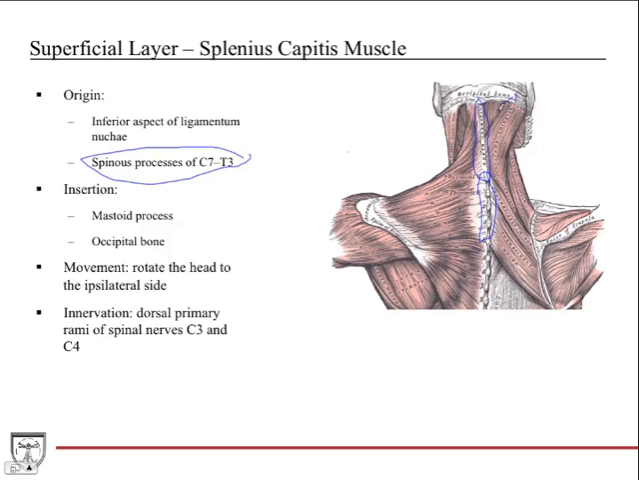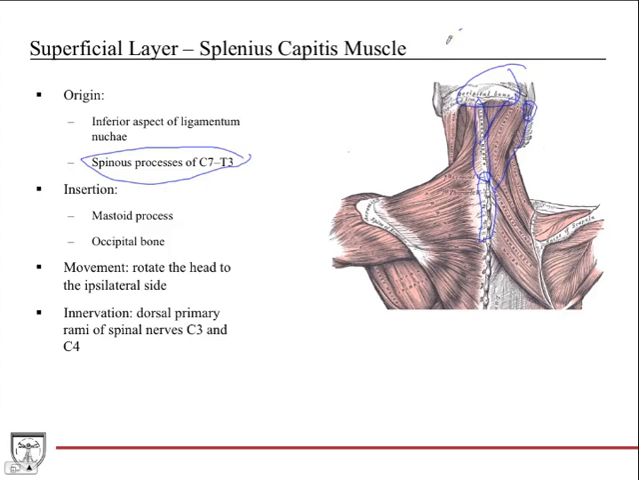And then you can see this is the muscle here, and it inserts onto the occipital bone, which is labeled here for you, this posterior plate bone, and then also the mastoid process, which is here, a bony prominence on the posterior lateral aspect of the skull. So what is its movement? It rotates the head to the ipsilateral side.